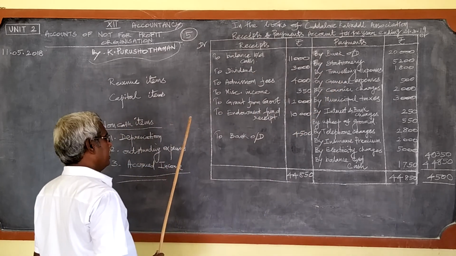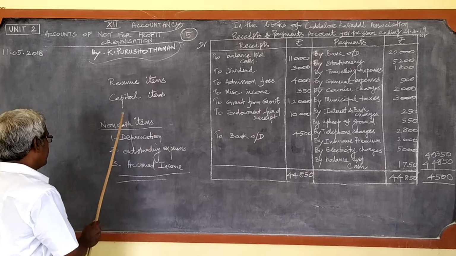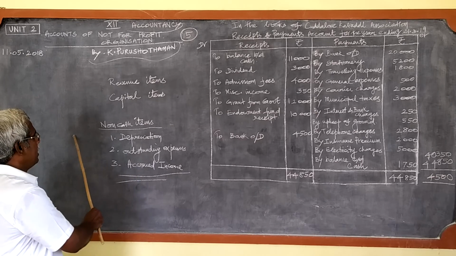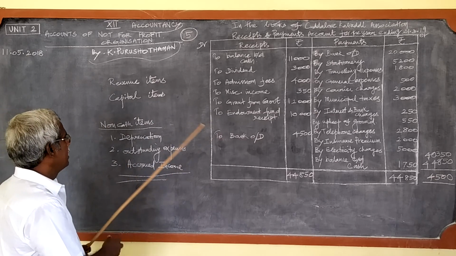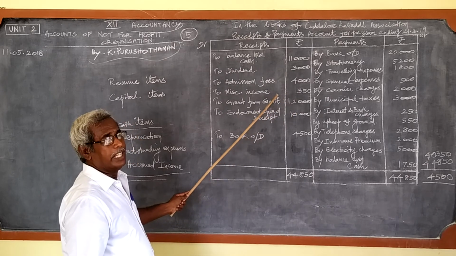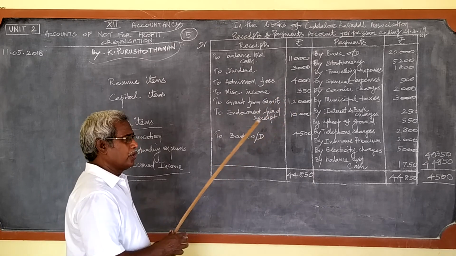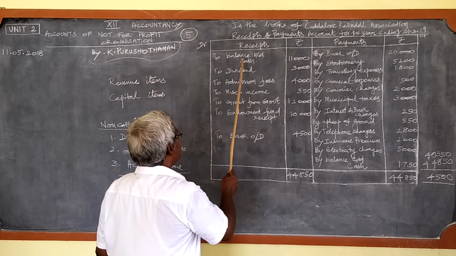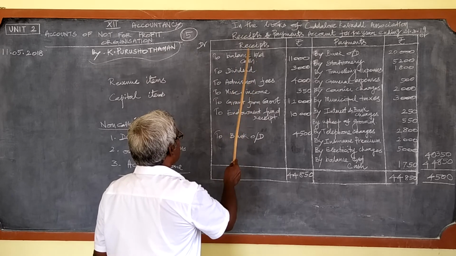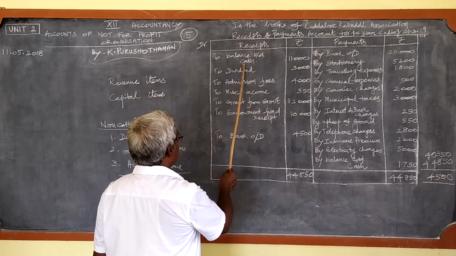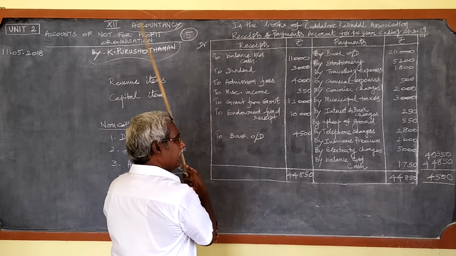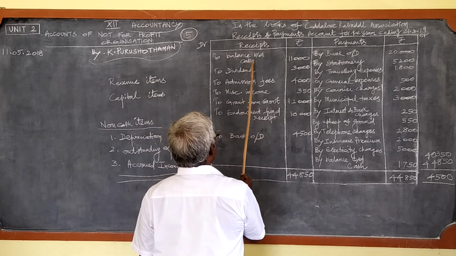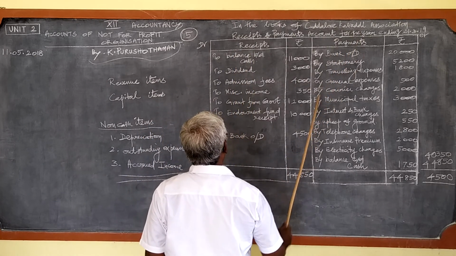And the only exceptions are these three: depreciation, outstanding expenses, and accrued income. These three items are excluded. These three items will not appear under receipts and payments account. And also, when you start preparing this account, the opening balance should be written on the receipt side, so balance brought down. If there is cash balance, cash; bank balance, bank. In case, in the beginning, it is a bank overdraft, you cannot write it on the receipt side, you should write it on the payment side.